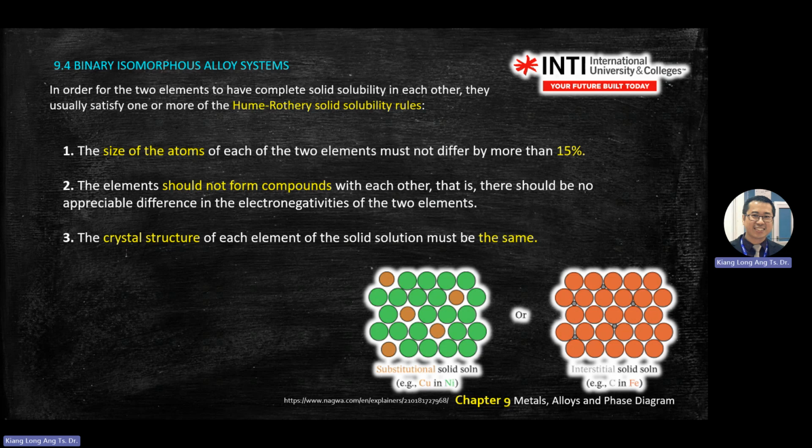Sometimes this will appear in the first section of the question, Section A: explain what are Hume-Rothery rules. What are the Hume-Rothery solid solubility rules? You need to write these three. And number 4, same valence. Four rules.